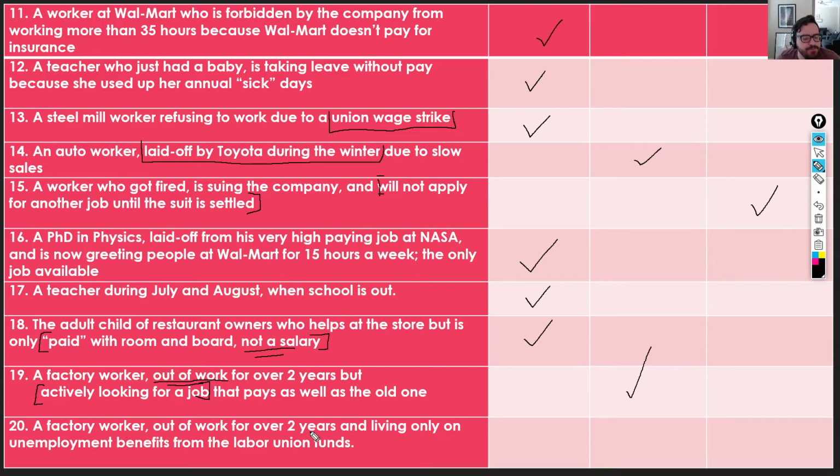Factory worker out of work for over 2 years living on unemployment benefits from the labor union funds. That person is not looking for a job, meaning they are not unemployed, even though there is only a slight difference between 19 and 20, which is that this person is looking, this person is not. That is the key difference.